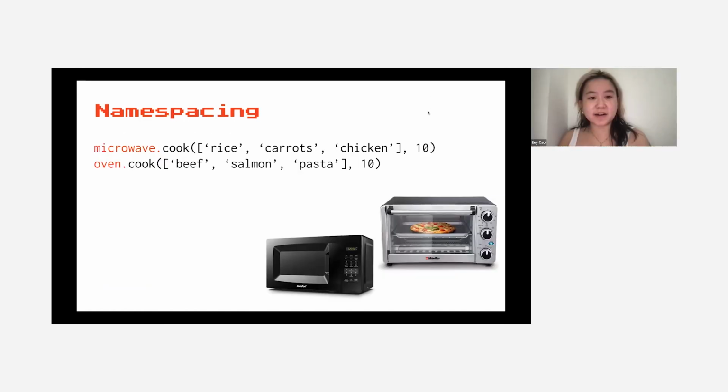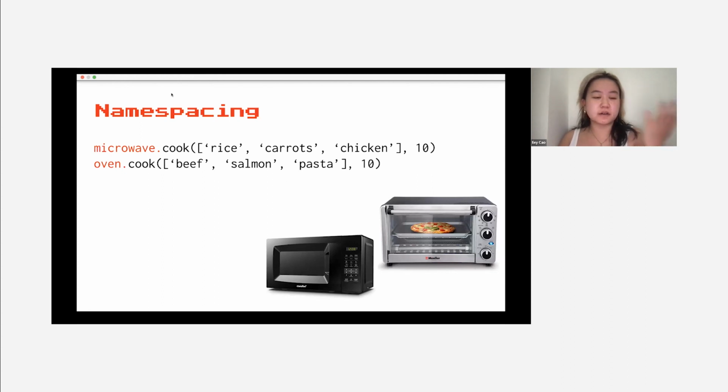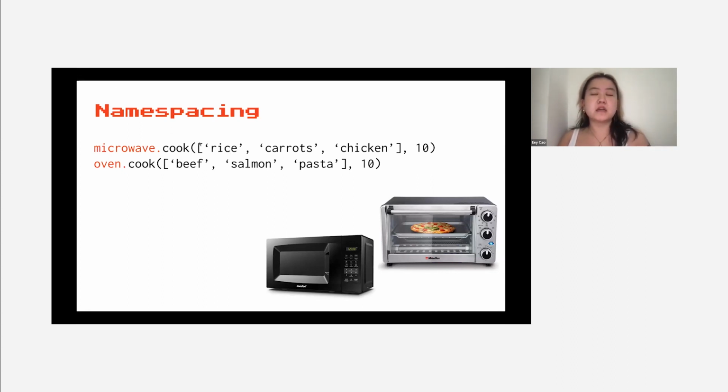Yeah, perfect. And then this is namespacing. So in namespacing, you have to specify where everything is going. So for example, you wouldn't put your beef in the microwave. So you would state rice, comma, carrots, comma, chicken, and then where, like how long. And then you'll do the same for oven, like beef, comma, salmon, pasta. And so that's just important to keep in mind when building your zine. And this will all start to make more sense when the P5 document is open.